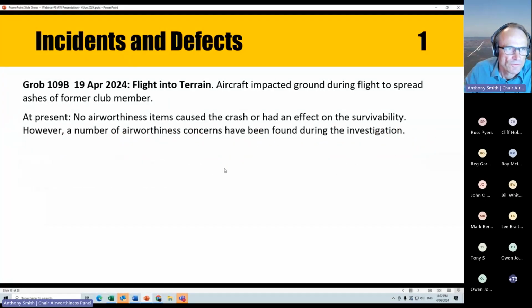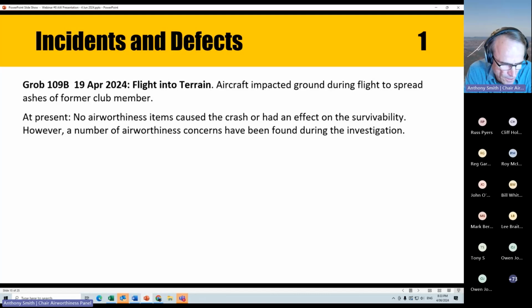So first off, the very obvious elephant in the room, we had the GROB 109B, which was a flight into terrain and regrettably a double fatality on the 19th of April 2024. This was an impact during the flight to spread the ashes of a former club member. Now, the report for this is in draft at the moment. It has not been published.